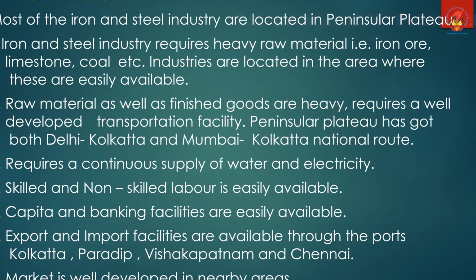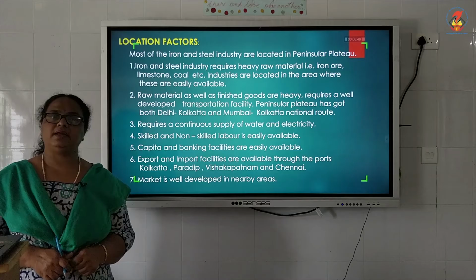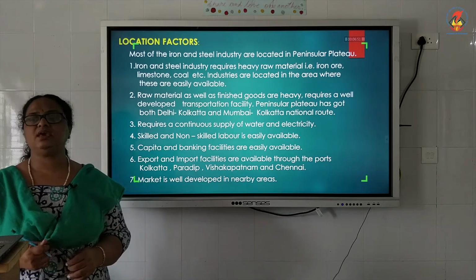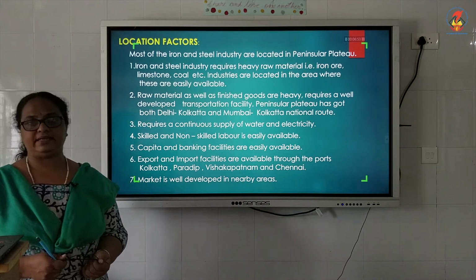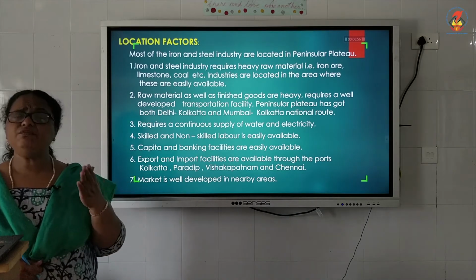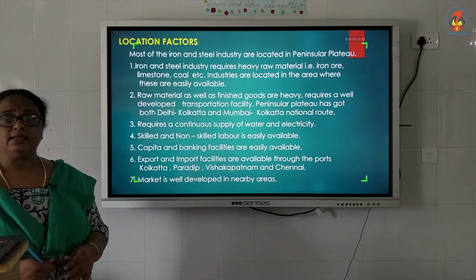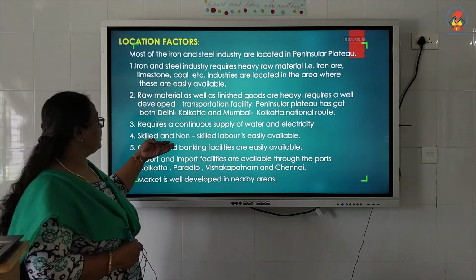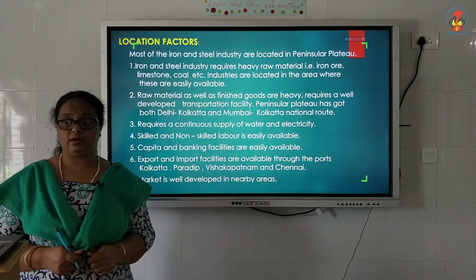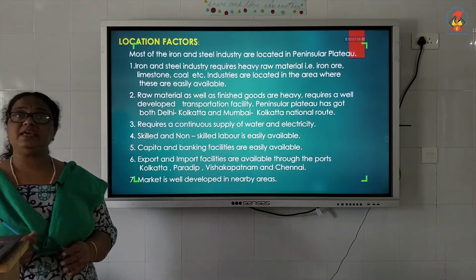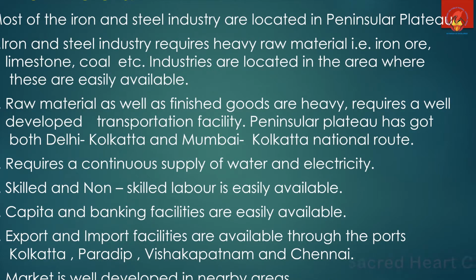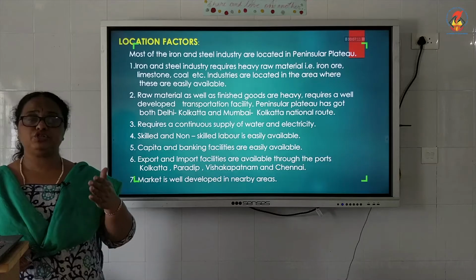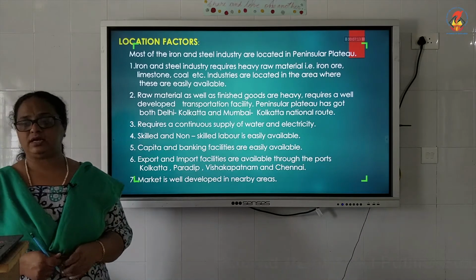Then it requires a continuous supply of water and electricity, which is also possible in the Peninsula Plateau region. So there is easy availability of water and electricity. Then what is the next important factor? We need skilled and non-skilled labor, which must be easily available. That is one of the important factors, and it is also available in the Peninsula Plateau.